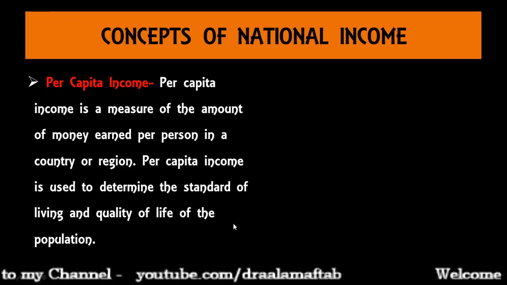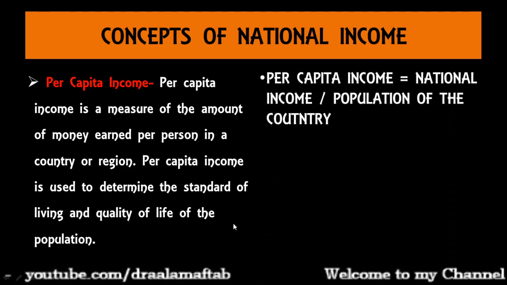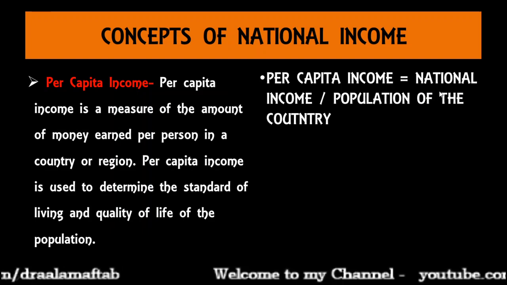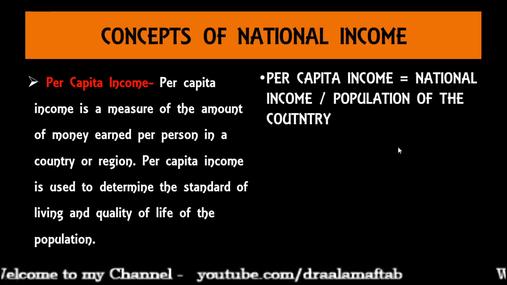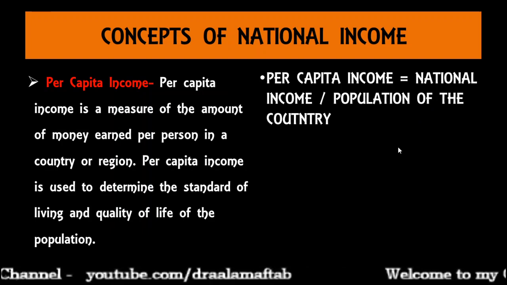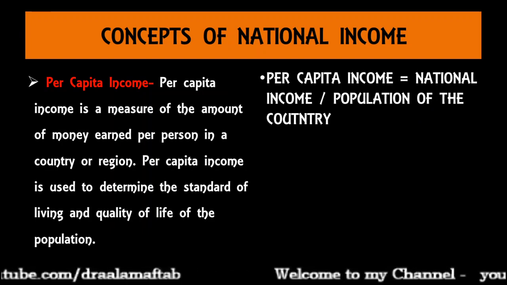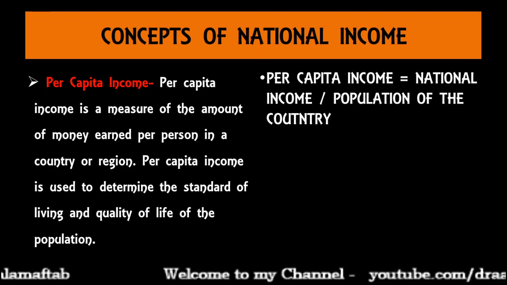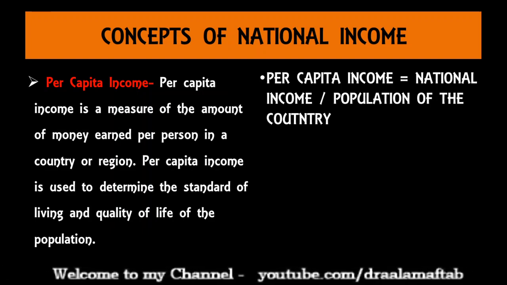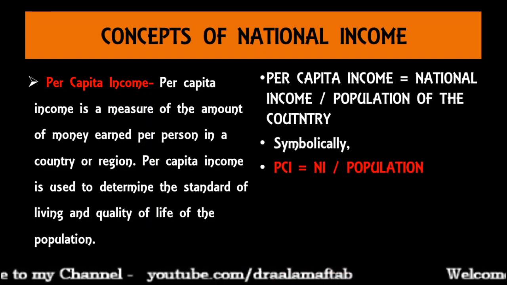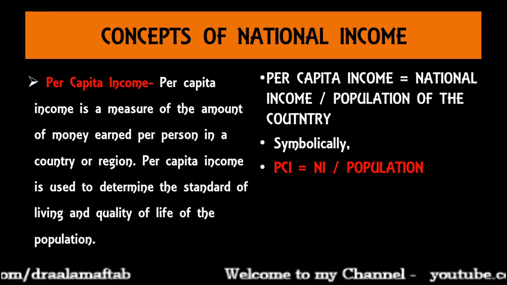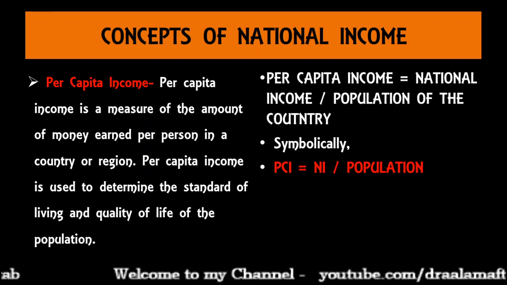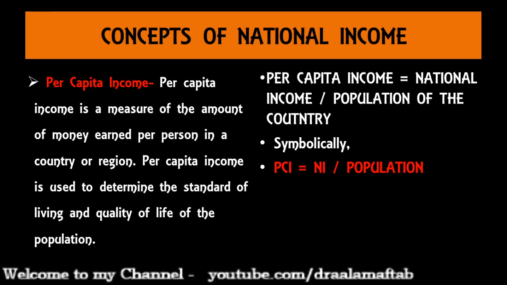So how to calculate this? You can calculate simply by dividing national income by the population of the country, or if you want to find out for the state, divide state income by the population of the state. So symbolically you can write per capita income is equal to national income divided by the total population of the country. So this is the concept.